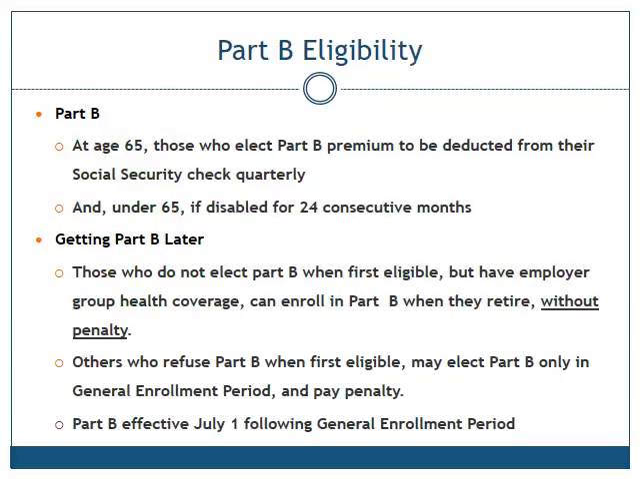Part B eligibility. At age 65, those who elect Part B have the premium deducted from their Social Security check quarterly, and under 65 if disabled for 24 consecutive months. Getting Part B later. Those who do not elect Part B when first eligible, but have employer group health coverage, can enroll in Part B when they retire without penalty. Others who refuse Part B when first eligible may elect Part B only in the general enrollment period and will pay a penalty. Part B will then be effective July 1st, following the general enrollment period.